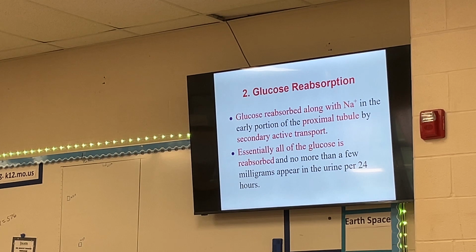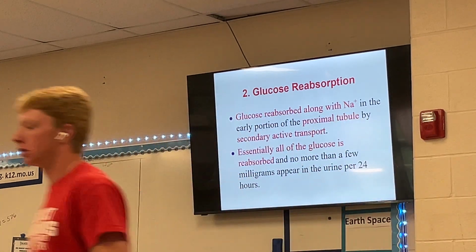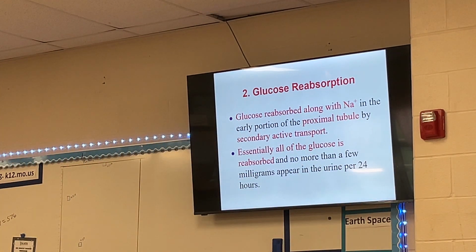It can't just go across the membranes by itself. It's going to need something to help it along. And the glucose is going to use that sodium to help push it along and piggyback. So essentially all the glucose is going to be reabsorbed. Our body doesn't want to lose glucose.